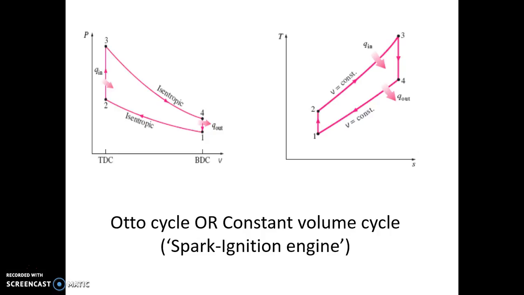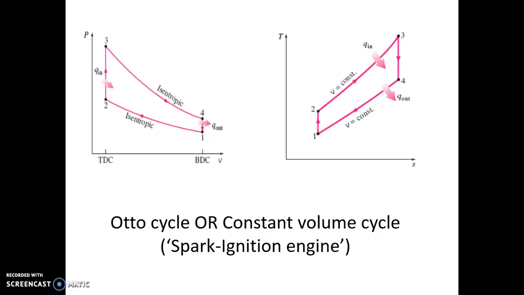And at point 3 we achieve the maximum pressure, and after that the pressure goes on decreasing because of the downward movement of the piston. The volume goes on increasing from point 3 to 4, and this is also an isentropic expansion or adiabatic expansion. And at point 4 the exhaust valve opens and all the exhaust gases will go out, and the cylinder is ready for the new charge to come inside.